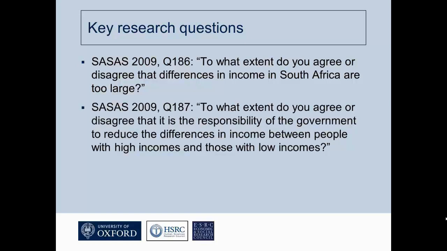The second research question focuses on issues to do with redress, and particularly it asks respondents whether they think that the government has a responsibility to reduce the differences in income between people with high incomes and those with low incomes. This is question 187 from the same SASAS survey.